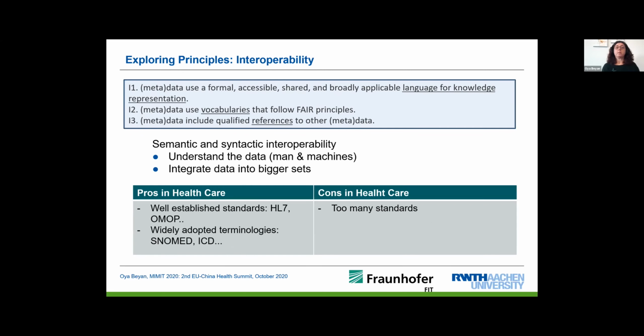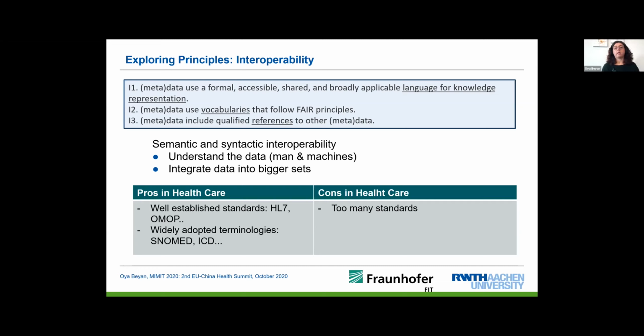Third point is interoperability. Once you have the data, you should be able to work with this data. You should be able to understand what this data is about, semantically and syntactically, and also integrate those data sets. Yeah, we talked about HL7. There are also other standards, OMOP. We have openEHR archetypes, as we mentioned. We have terminologies, vocabularies, SNOMED, ICD, ORPHA codes.